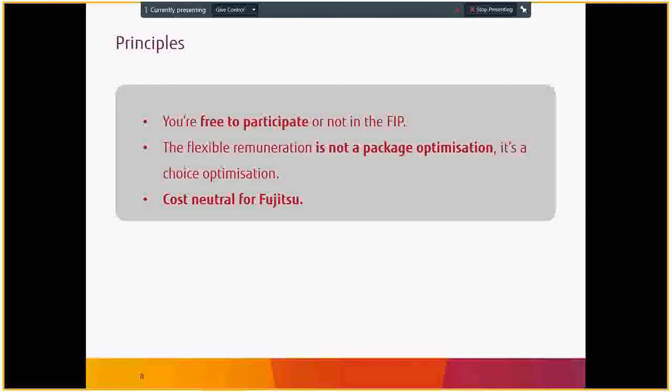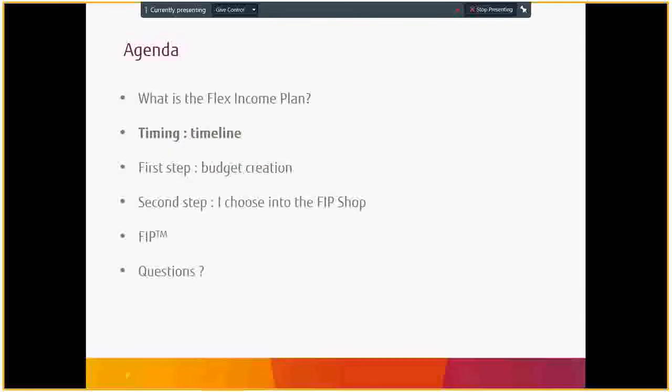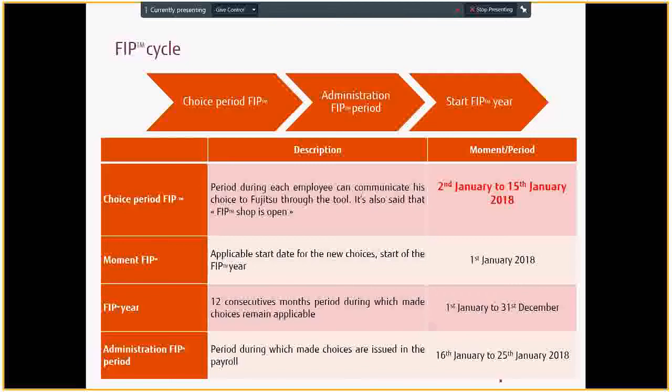Here, it's not a package optimization, it's a choice optimization. It's really important to be aware of that, as again, it is neutral for Fujitsu. So the timeline foreseen for this implementation is: you will be able to choose your different benefits, new benefits, if I may say, from the 2nd of January to the 15th of January 2018.